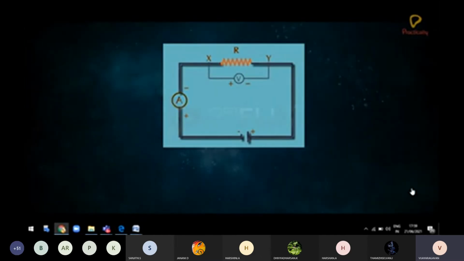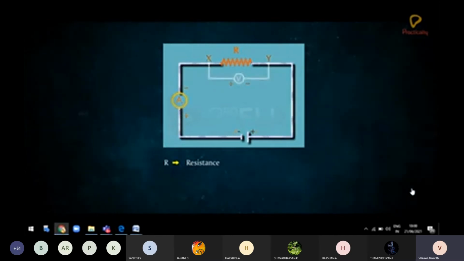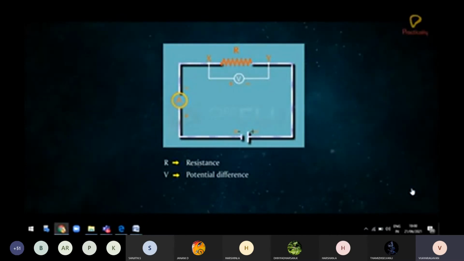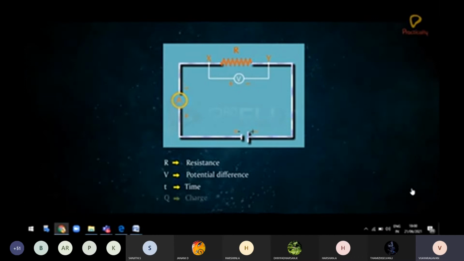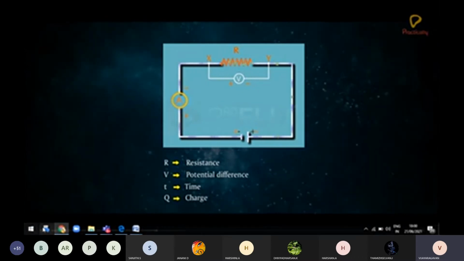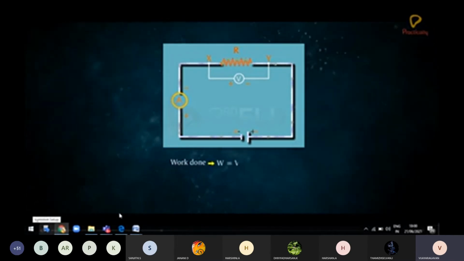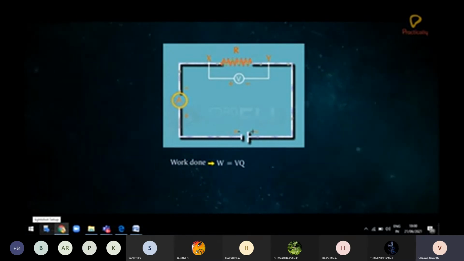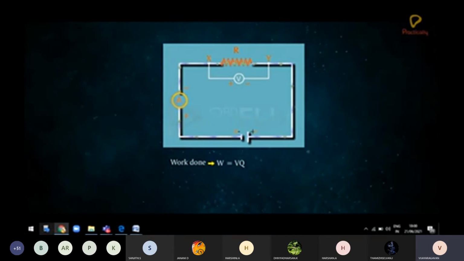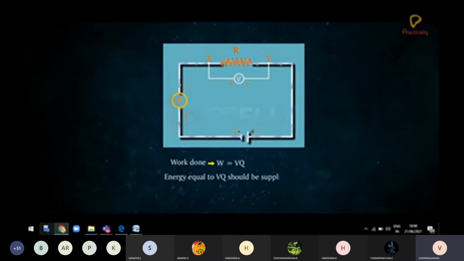Consider a current I flowing through a resistor of resistance R. Let V be the potential difference across the circuit, and t be the time during which a charge Q flows across the circuit. The work done to move the charge Q through a potential difference V is given as W = VQ. Hence, energy equal to VQ should be supplied in time t.